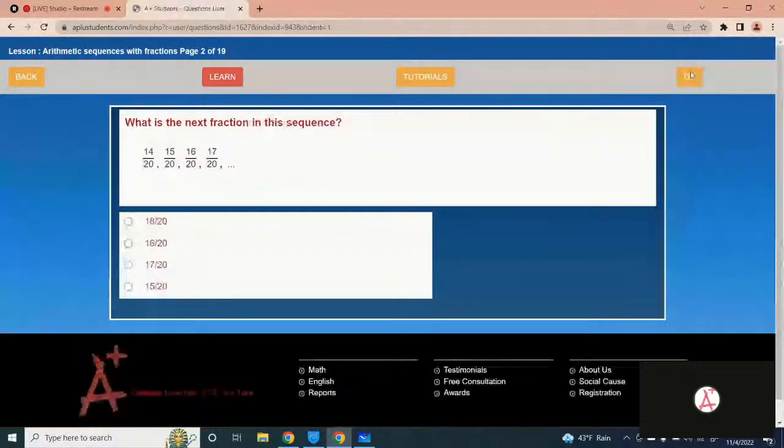Okay, the next one is 14 by 20, 15 by 20, 16 by 20, 17 by 20. So the next fraction is, very good, it is 18 over 20. Got it? Because all the numerators are just increasing by 1. So the next one is 17 plus 1, 18, and it would be 18 over 20. Got it?